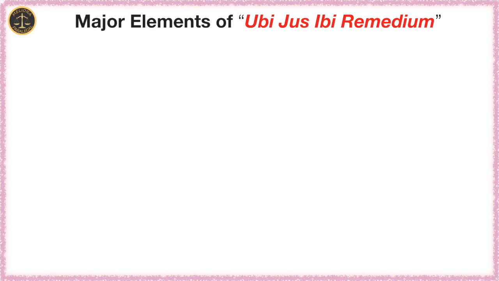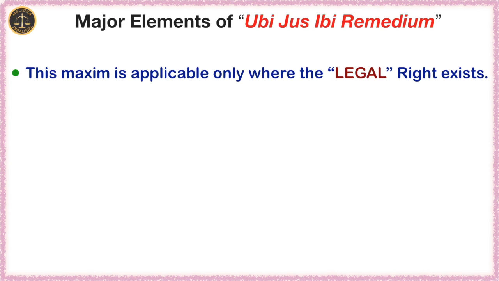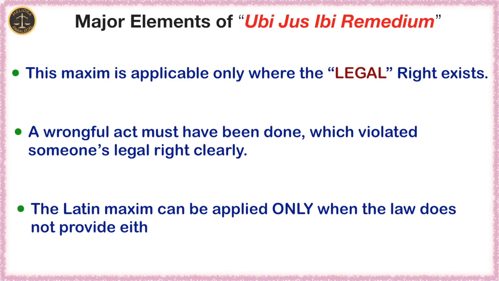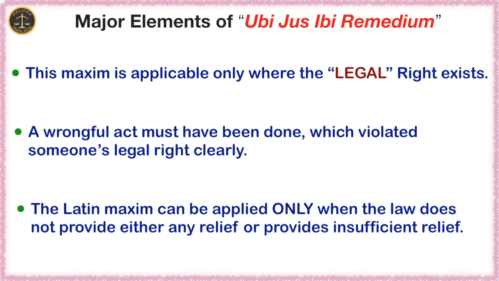Next, major elements of ubi jus ibi remedium. Following are the important elements of this Latin maxim. That is, this maxim is applicable only where a legal right exists. Next, a wrongful act must have been done which clearly violated someone's legal right. And the third one, the Latin maxim can be applied only when the law doesn't provide any relief or provides insufficient relief.